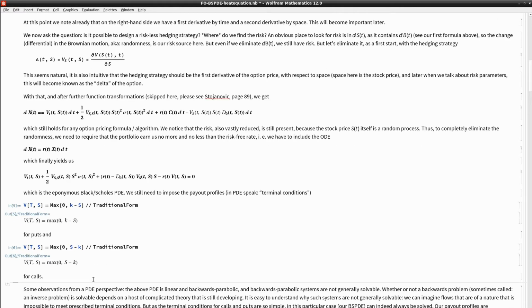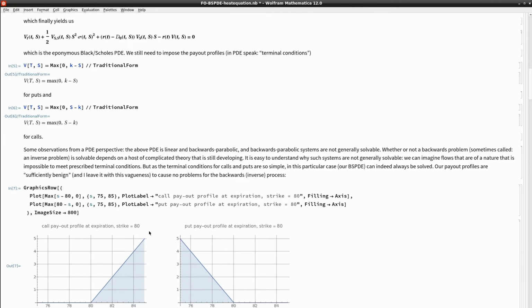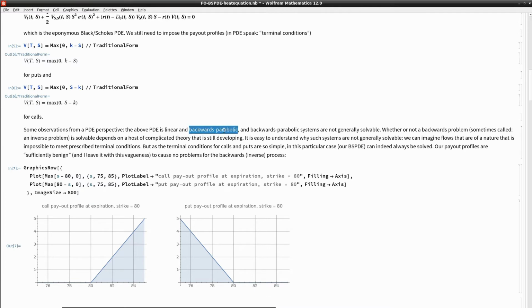Okay, so let's do some immediate observations that we can make about this PDE. The PDE that we have here, the Black-Scholes PDE, is linear and it's backwards parabolic. And this can sometimes be a problem because backwards parabolic systems are not generally solvable. In this case we can. The Black-Scholes PDE can be solved also backwards, but in general the backwards problems cannot always be solved.